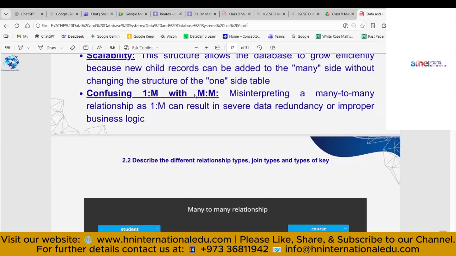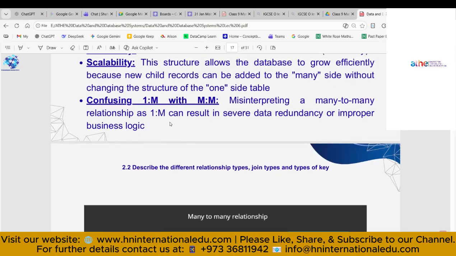Confusing one-to-many with many-to-many. Misinterpreting a many-to-many relationship as one-to-many can result in severe data redundancy or improper business logic. This can happen when you are implementing the many-to-many relationship.